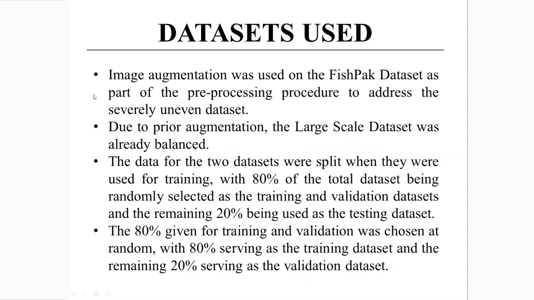Image augmentation was used on the fish pack dataset as part of the pre-processing procedure to address the severely uneven dataset. Due to prior augmentation, the large-scale dataset was already balanced. The data for the 2 datasets were split when they were used for training, with 80% of the total dataset being randomly selected as the training and validation datasets, and the remaining 20% being used as the testing dataset. The 80% given for training and validation was chosen at random, with 80% serving as the training dataset and the remaining 20% serving as the validation dataset.